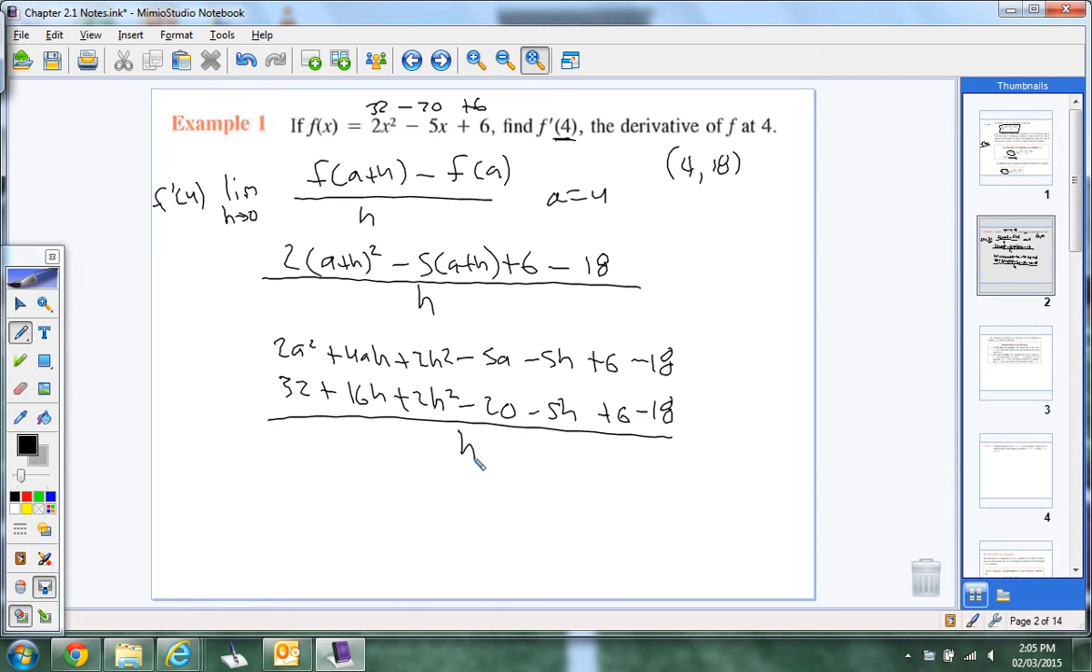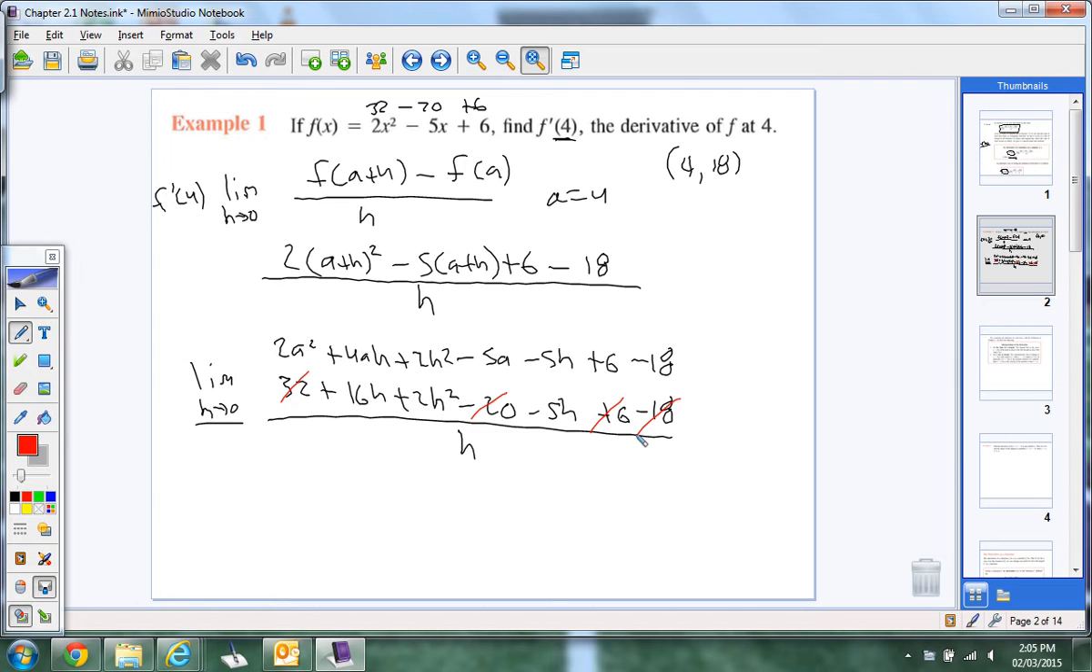We're still trying to get our h's to cancel. We're still playing the same limit game we've been playing all last chapter, as h goes to 0. 32 minus 20 is 12, plus 6 is 18, minus 18, so they all cancel. And that was the hope. We'd like to see the constants cancel. So these all combine to make 0.